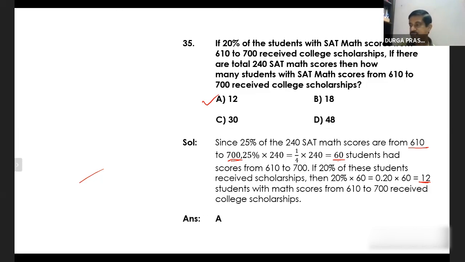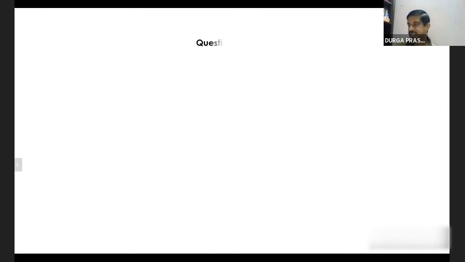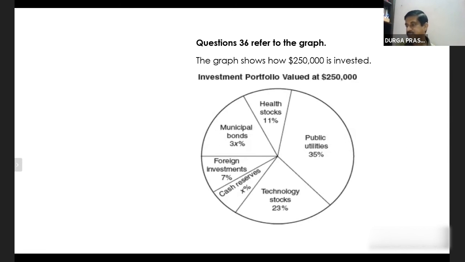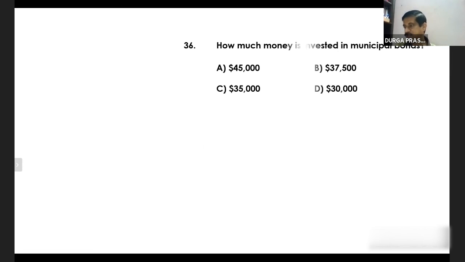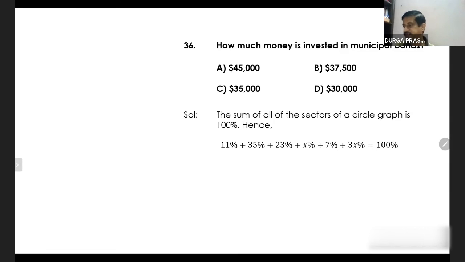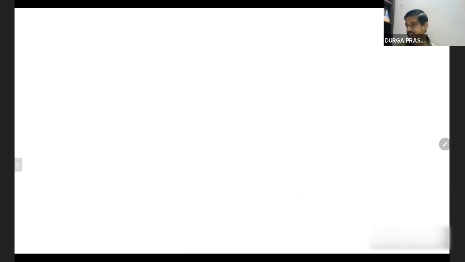Okay, children, let us go to the next question. So let us see what is there. It refers to this graph. So, question, how much money is invested in the municipal bonds? So if you take the graph, total should be 100%. So in that, X is unknown. If you find out X value, these are two cases. 4X is 24. So X is 6%.